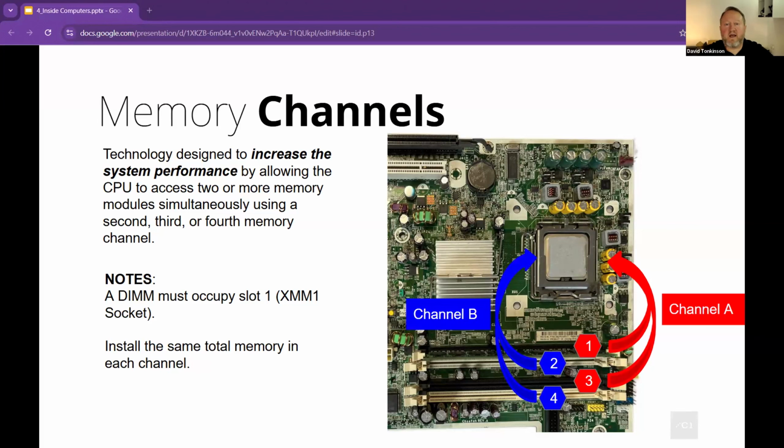So for example, in channel A, I can put two 512 megs. And in channel B, I can put one gig. Okay, I've got two channels. They're both talking to one gig each. I've got two gigs available on that processor. And I've only used three essentially of my slots.